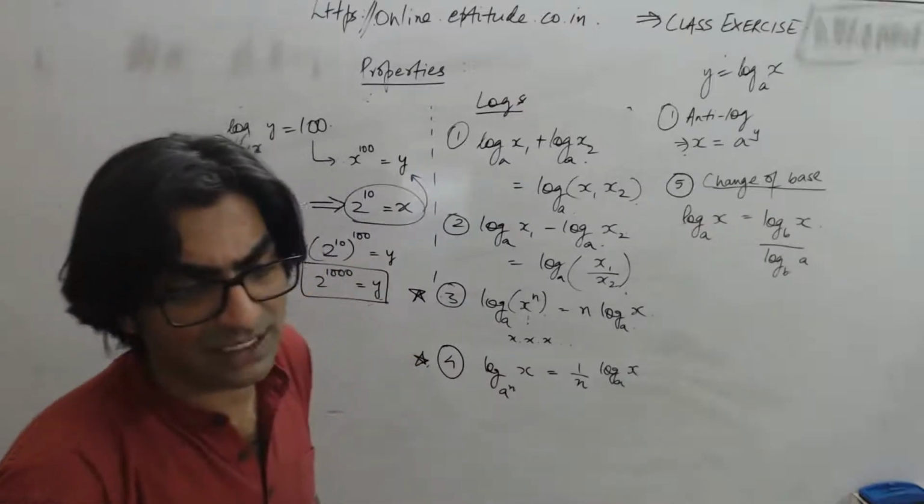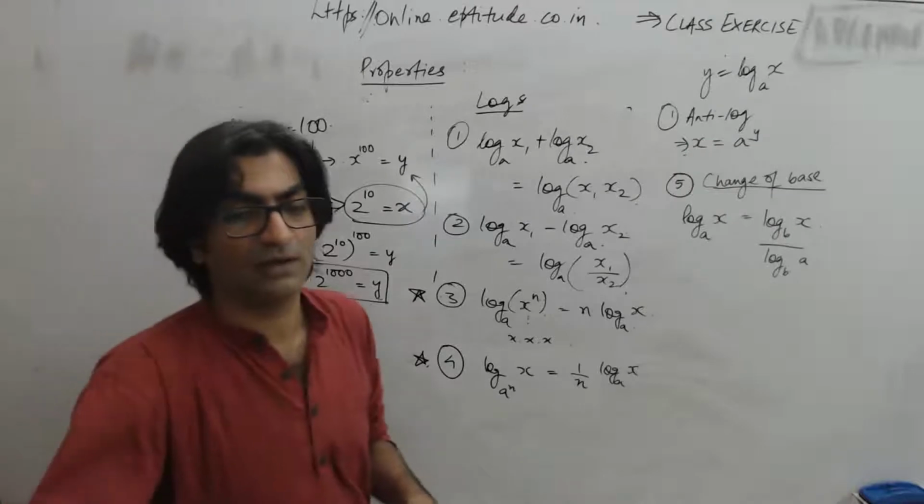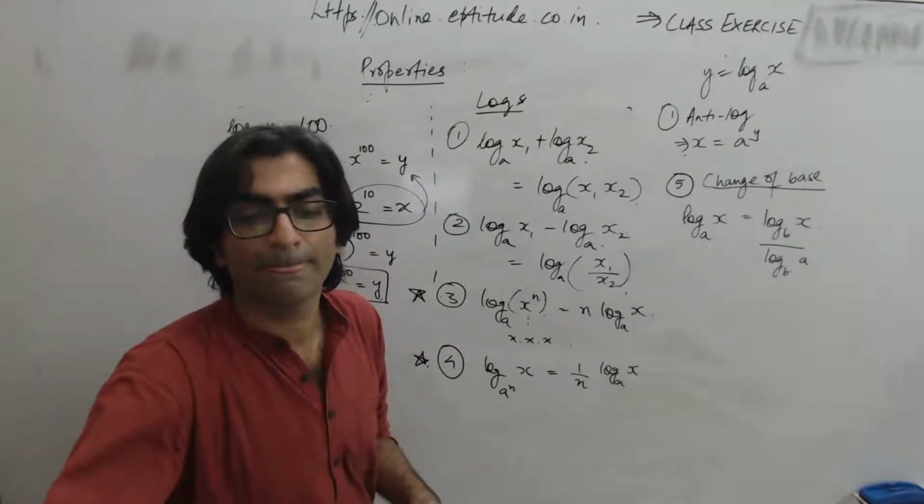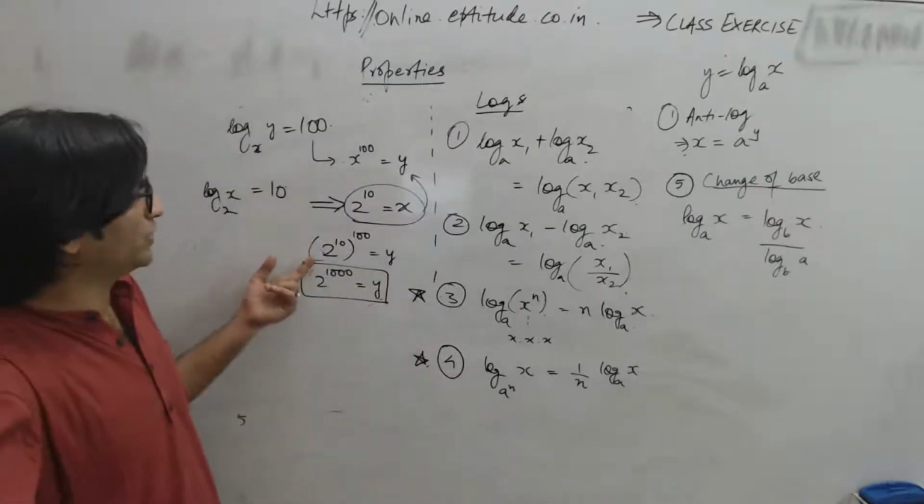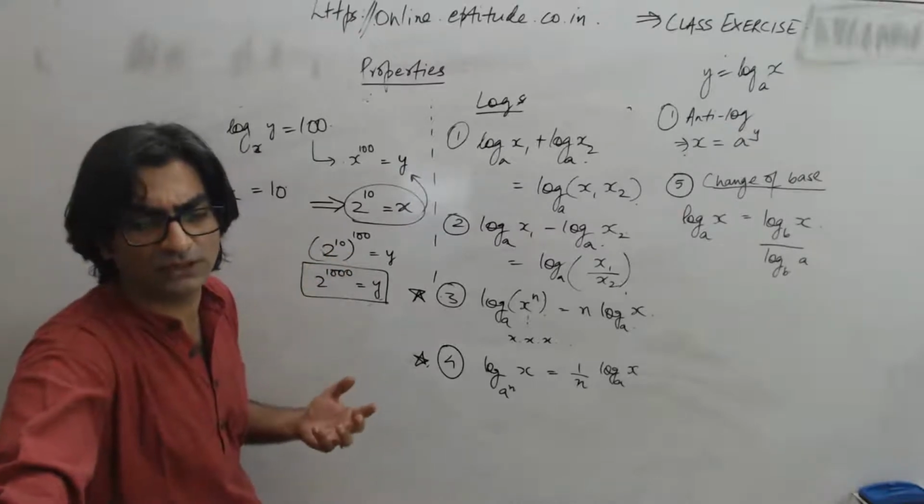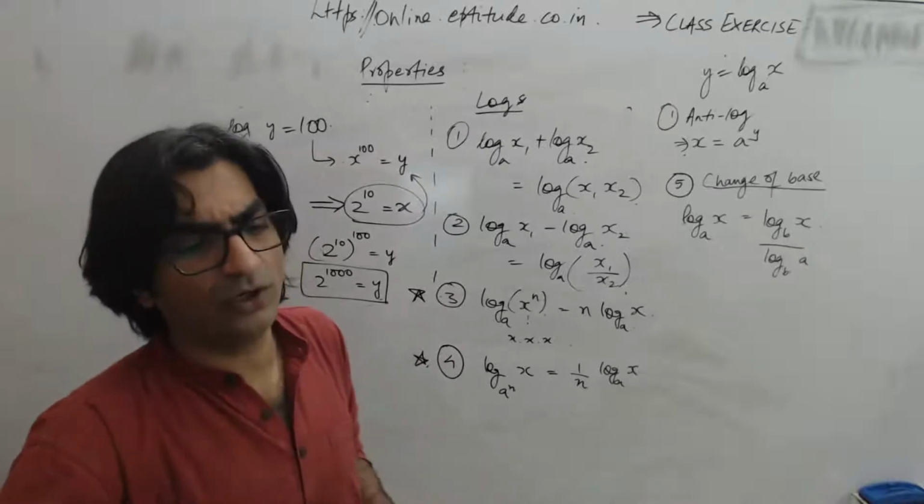Is that what the question asks? Yes, indeed. The question says find the value of y. The value of y will be 2 to the power 1000, which is actually option C. Does that make sense to you guys? It won't be 2 raised to the power 100, it will be 2 raised to the power 100 into 10. That's 1000, that's option C. Okay, on to question number 7.